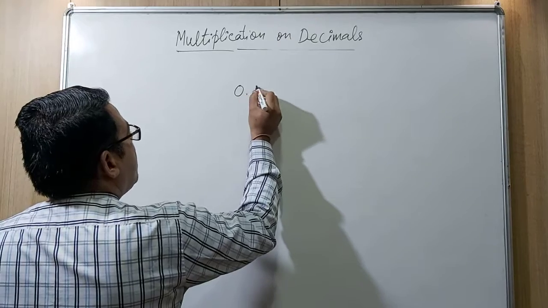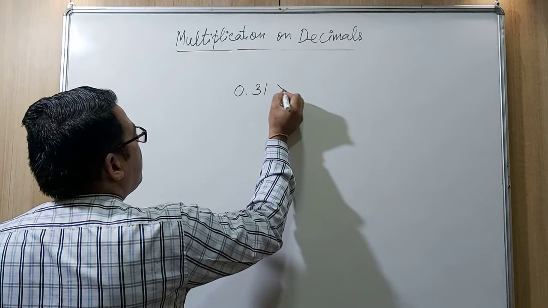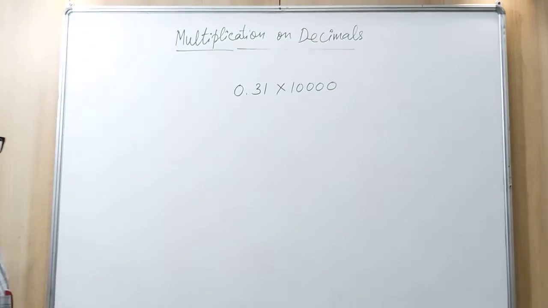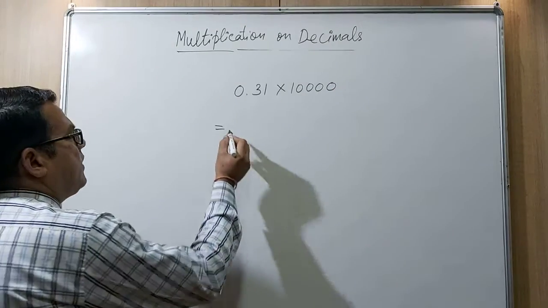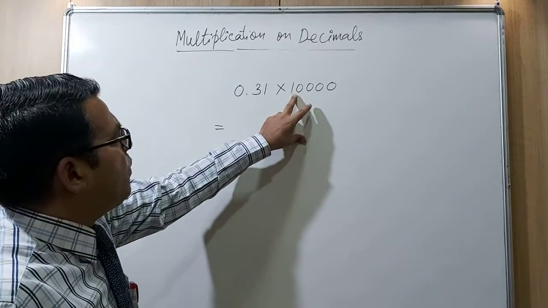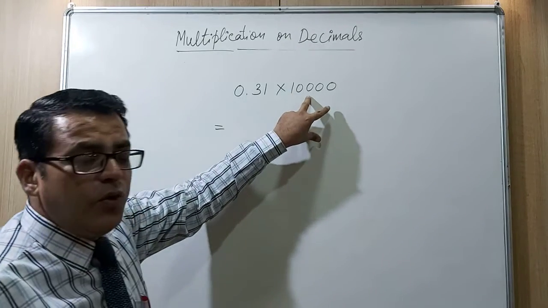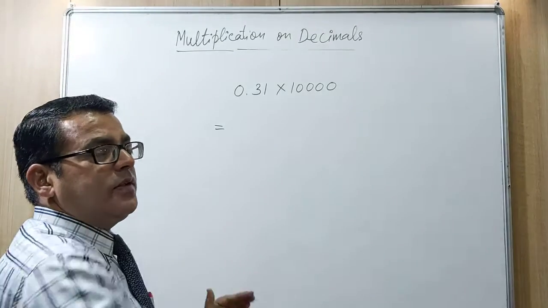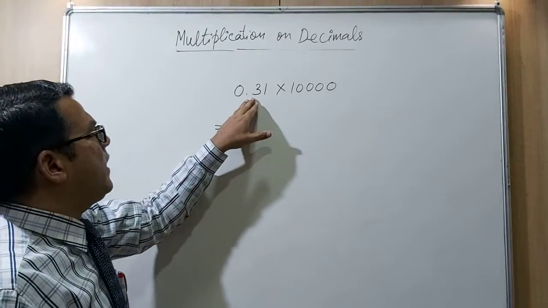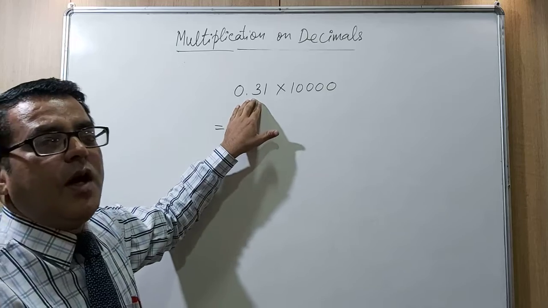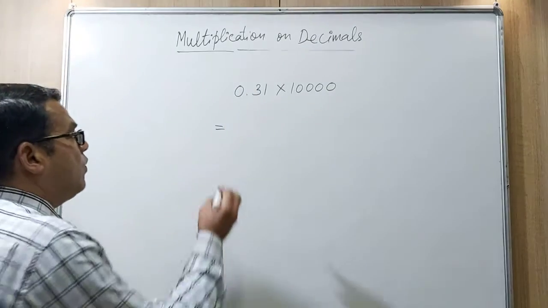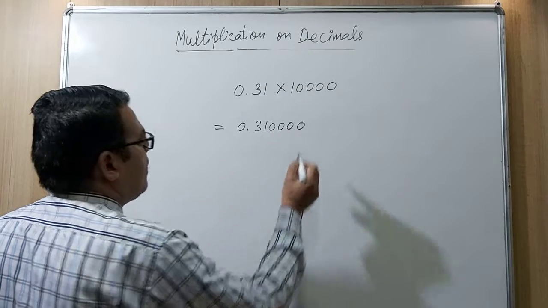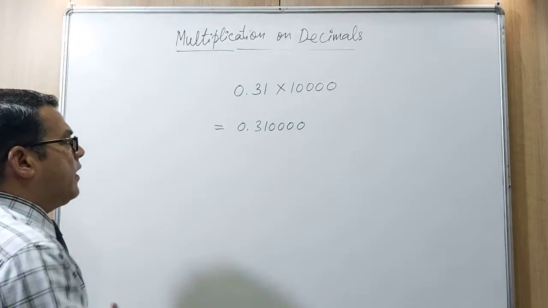Suppose we have 0.31 and we are multiplying it by 10,000. The same thing applies here. After 1 we can see 4 zeros are there. It means we need to shift this decimal point 4 places to the right-hand side, and we can see that after the decimal point there are 2 digits. So what can we do? We can add a number of zeros for our own convenience.